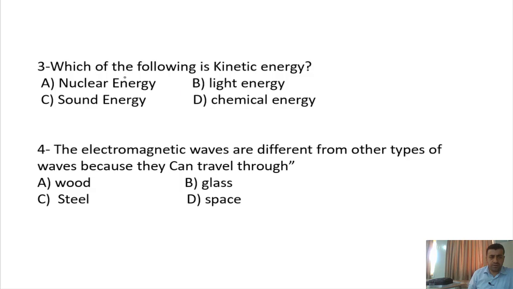Question 3. Which of the following is kinetic energy? It is going to be nuclear energy. The electromagnetic waves are different from other types of waves because they can travel through space. Because why? The light travels from sun to earth, so it can travel through empty space.